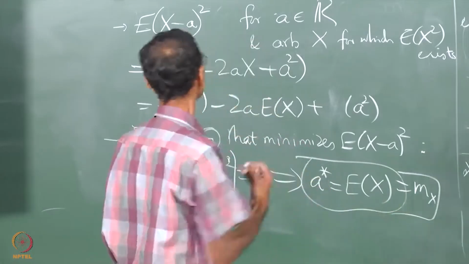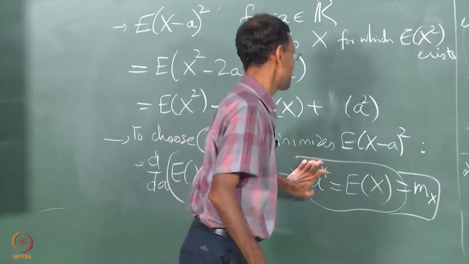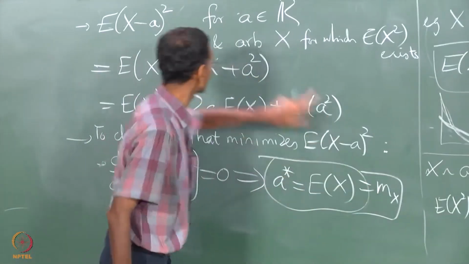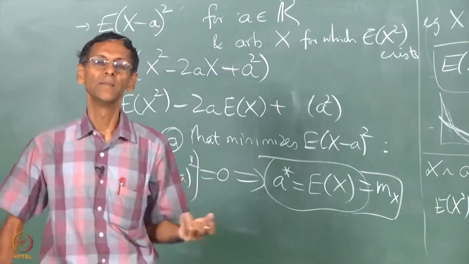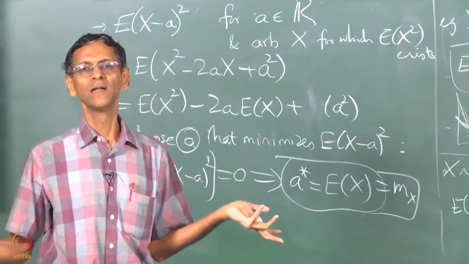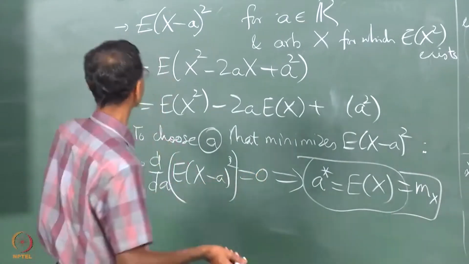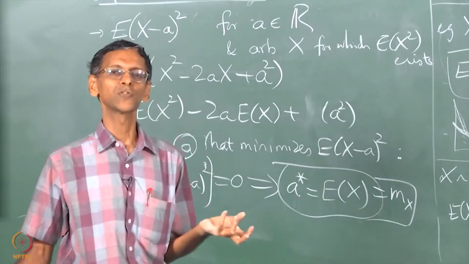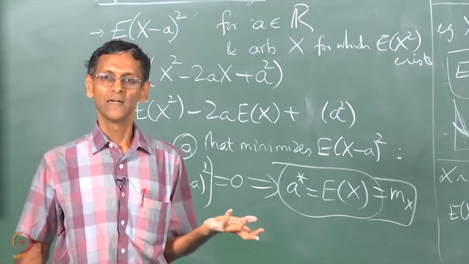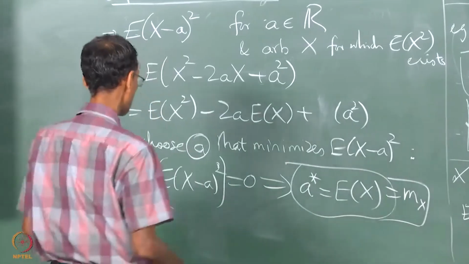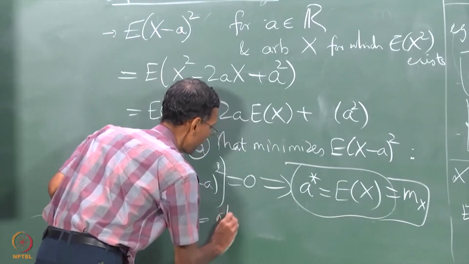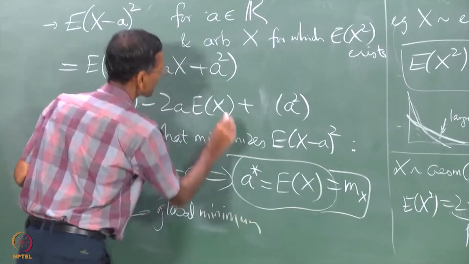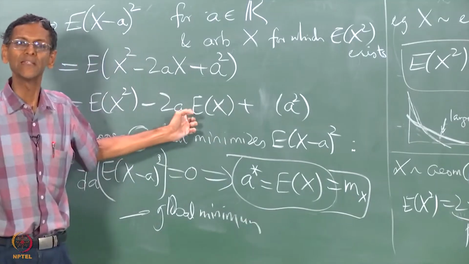Then what is that minimum value? This may be the minimizer, but if you substitute a star equal to m_x in here, what do you get? You get what is called the variance. The minimum over a of E of (X minus a) whole squared is the variance, and it's unique. It's a global minimum, remember. Why is it a global minimum? Because what kind of a function is this with respect to a? It's a parabola.